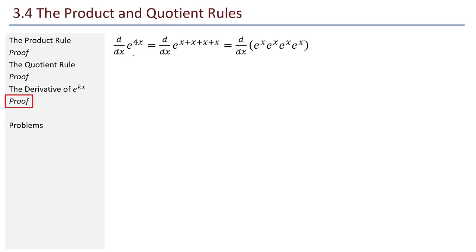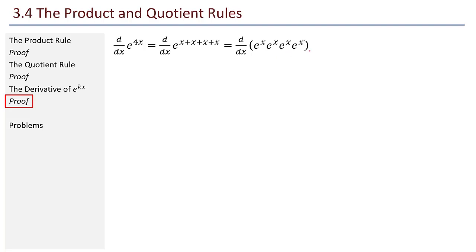So the derivative of e to the 4x is the derivative of e to the x plus x plus x plus x, because that's what 4x is. 4x is really just 4 times x, which is x added to itself 4 times. But then all those summations in the exponent can be re-expressed as e to the x times e to the x times e to the x times e to the x.